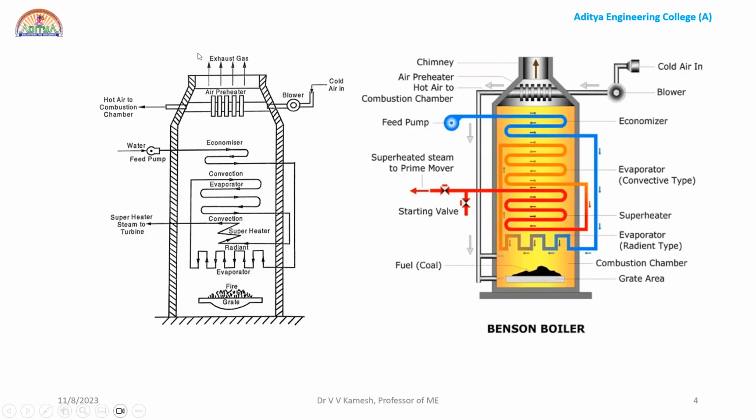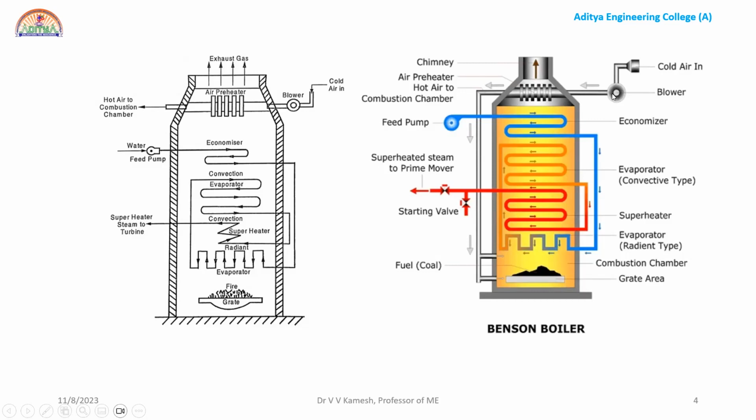Okay. Now we have the different elements. Still one element is left. What is that? The air preheater. Look at the top side. Before the exhaust gases go out of the chimney, there is a small device called the air preheater, which sends hot air to the combustion chamber. Why is this air to be heated? Look at the topmost right side, there is cold air in, right? And there is a blower.